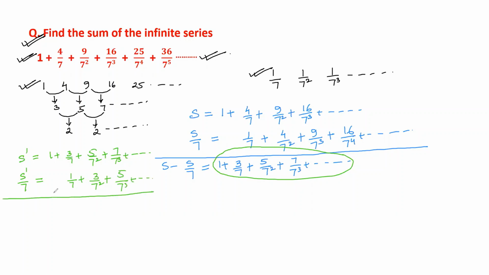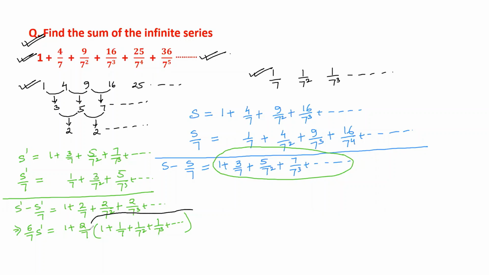Again, if we take the difference, in that case, this would be S' minus S'/7, and this would be equal to 1 plus 2/7 plus (5/7² minus 3/7²) would be giving us 2/7². (7/7³ minus 5/7³) would be giving us 2/7³ and so on. So this would be 6/7 S' equal to 1 plus, we can take 2/7 common from this term. So this would be 2/7 times of (1 plus 1/7 plus 1/7² plus 1/7³ and so on).